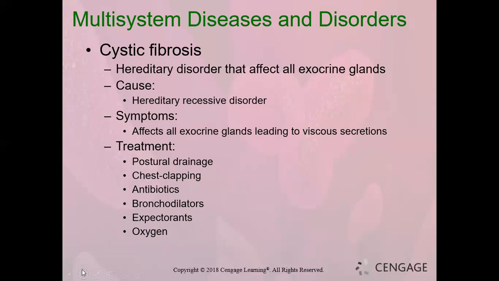Cystic fibrosis is a hereditary disorder. It's a recessive disorder and affects all exocrine glands, leading to viscous secretions. And essentially what that means is they're thick. Viscous means thick secretions. And they're going to do postural drainage, chest clapping, antibiotics, bronchodilators, expectorants, oxygen. They even have like a little jacket that they put on them that will do all of that. It kind of squeezes their chest, hits their chest to get that stuff out of there.